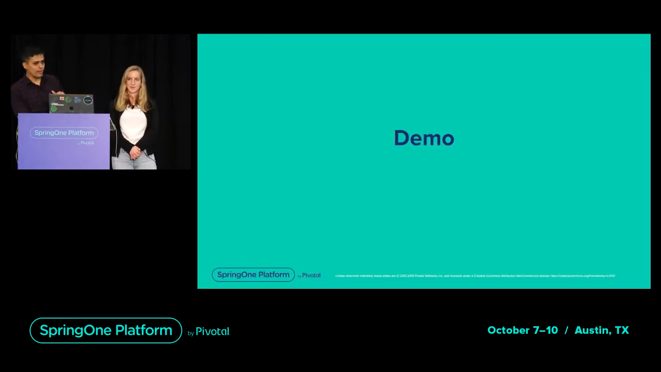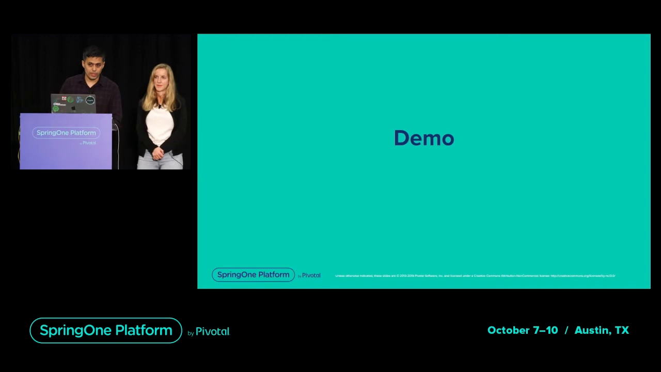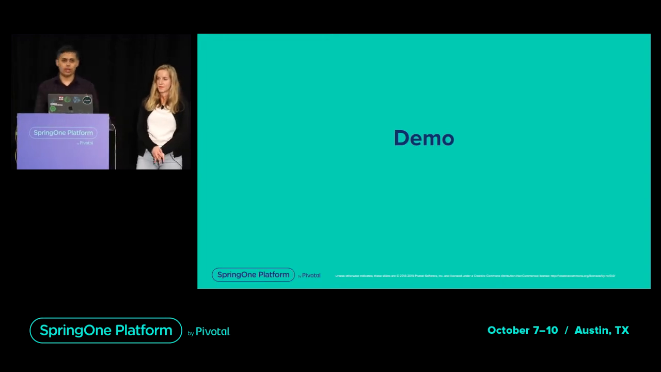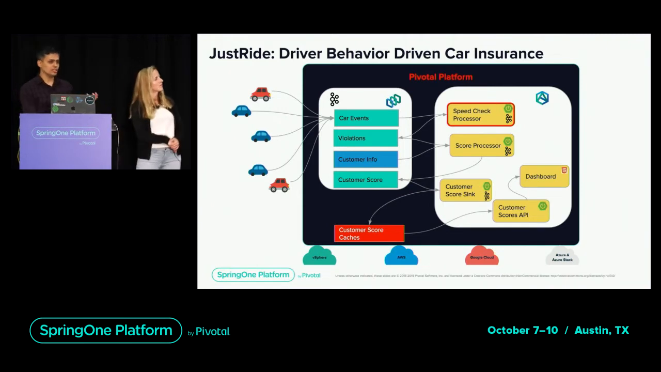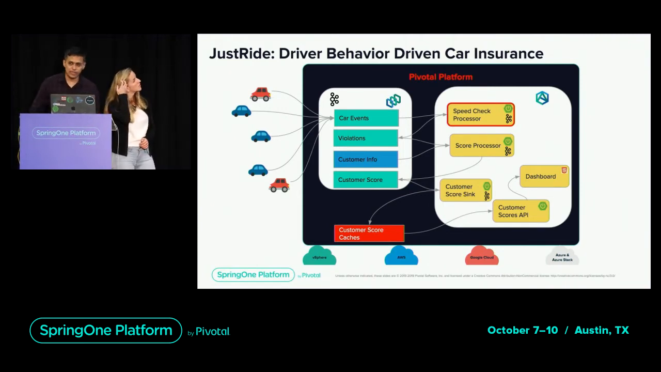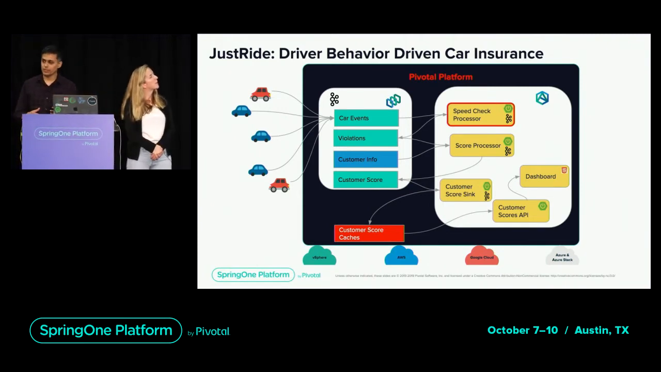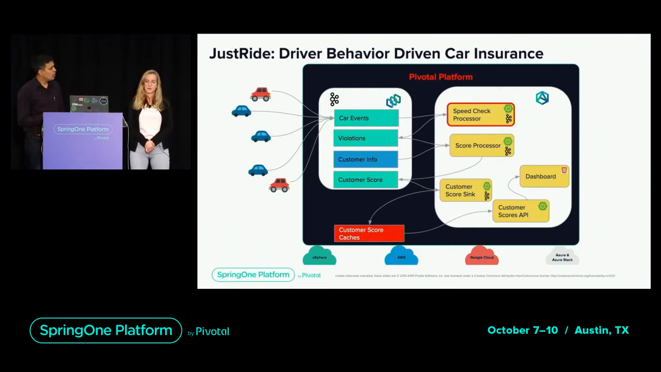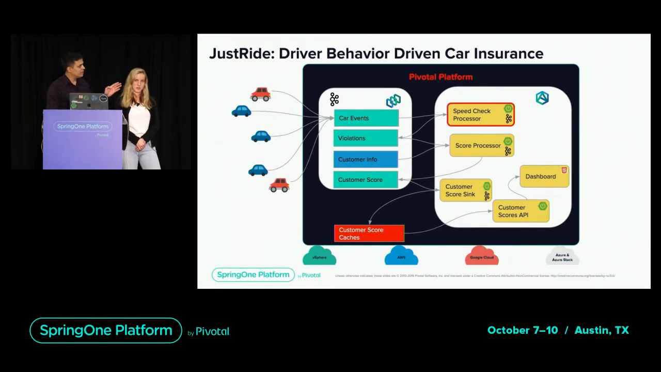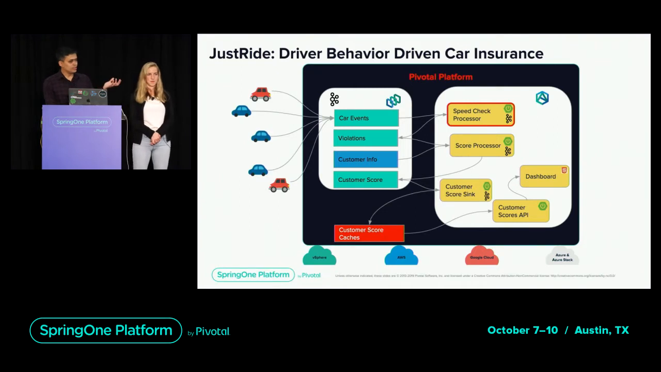So let's get into a demo. We'll explain the demo, what we are building here. Let's assume I'm launching a new company for insurance, which is called JustRide. It will increase or decrease your premium for your car based on your driving behavior. What this is doing here is that on the left-hand side, we have the car sending out the car events to the car events topic. And those car events are streamed out from Kafka to your Spring Boot application in this processor.